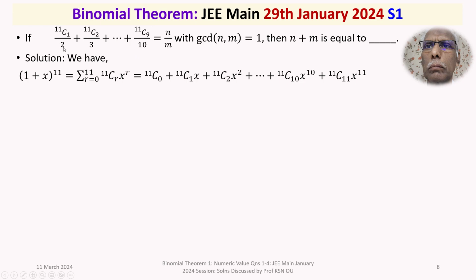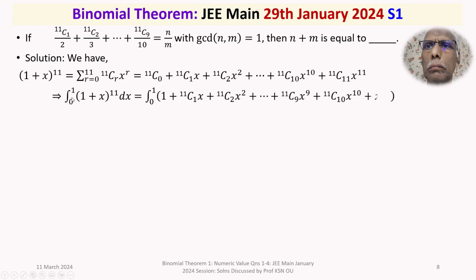So that means the denominator is more than, if it is CR, it is R plus 1 sitting in the denominator. So how do we get this? This we get by integrating. So integrating on both sides with respect to x, between the limits 0 to 1, we will have integral 0 to 1 of (1 plus x) to the power of 11 dx is equal to integral 0 to 1 of the entire binomial expansion, to be integrated with respect to x.